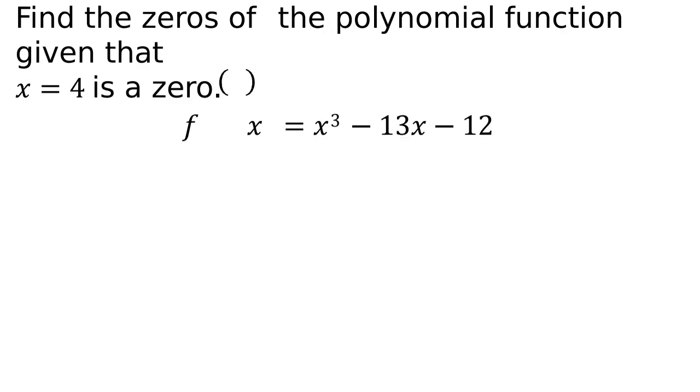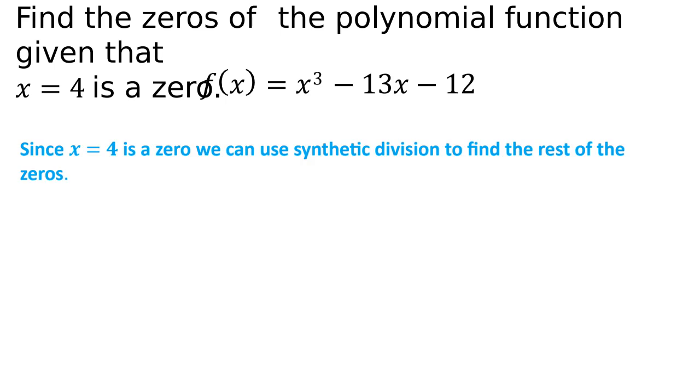Okay, so another way to find a zero of a polynomial function is when they give us one zero. So in this example, they're giving us a zero, which is x equals 4. What we're going to do when we have this situation is a synthetic division. Since x equals 4 is a zero, we can use the synthetic division to find the rest of the zeros.